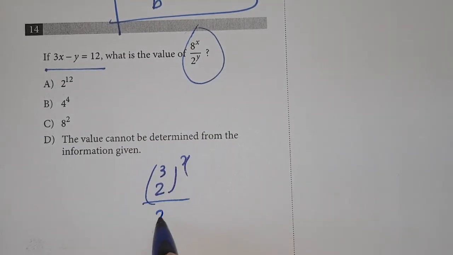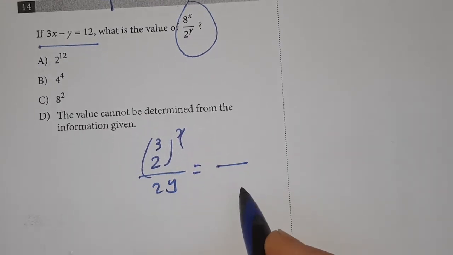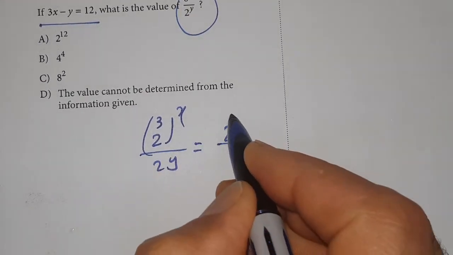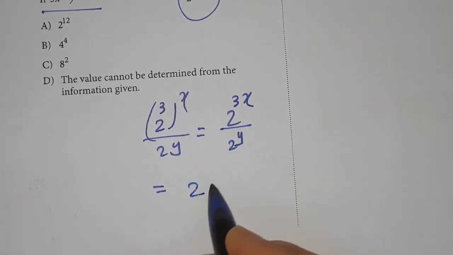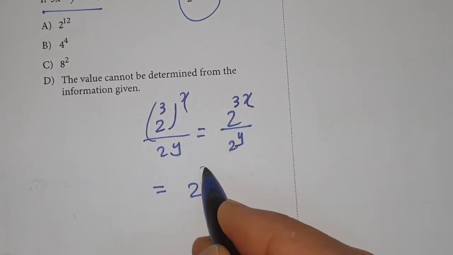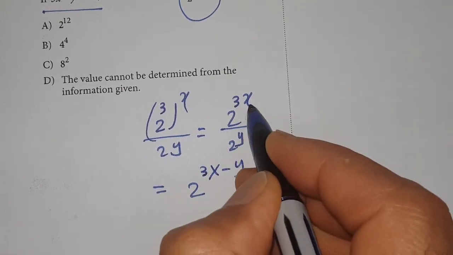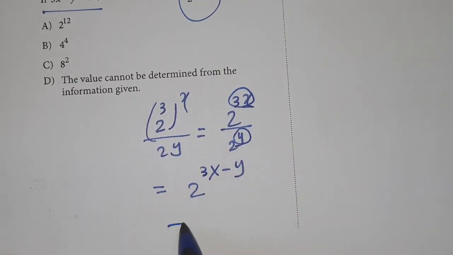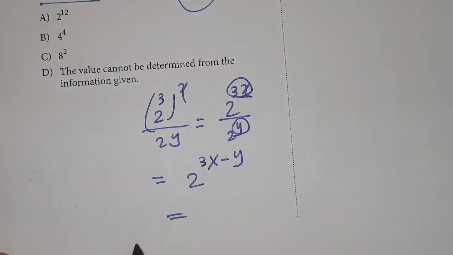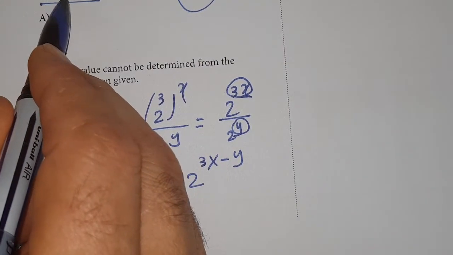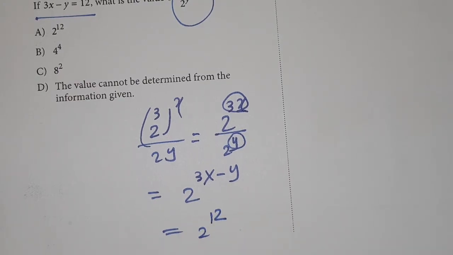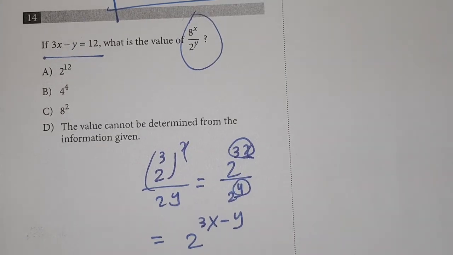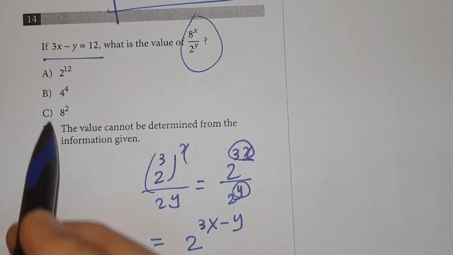All power x over 2 power y, and then 2 power 3 times x, 3x, over 2 power y. You studied in the powers, when you divide, subtract the powers, the same base, subtract the powers. The 3x minus y. Subtract this minus this. You already have this value now. Okay? 3x minus y is given here. Look, it equals 12. So it's 2 power 12. It's a big number, of course, about more than 4,000, something like that. Given already, 2 power 12.